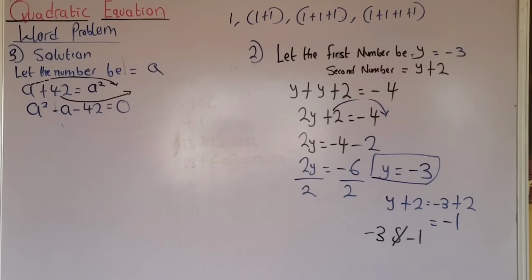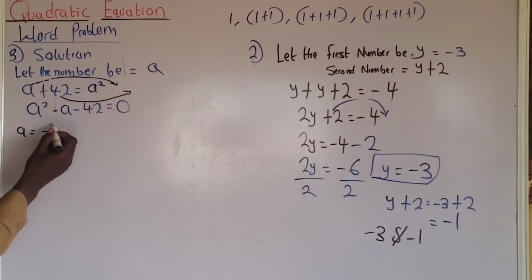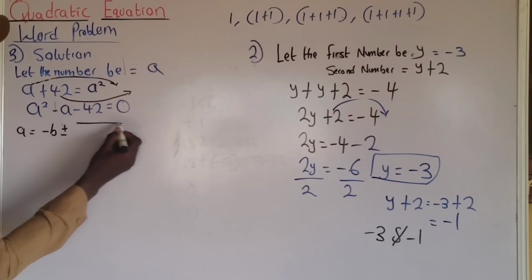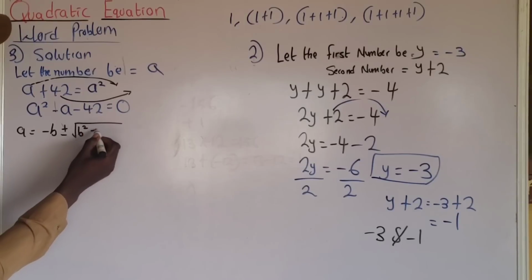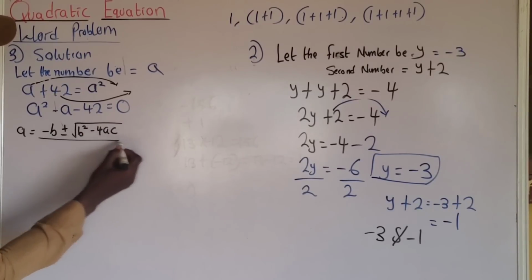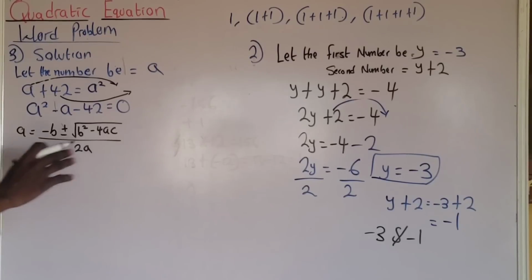We can solve this question using three methods: either completing the square, the general formula, or the factorization method. But in this case, I'm going to make use of the formula method. Here I'm going to have A is equal to minus B plus or minus the square root of B squared minus 4AC, all over 2A. This is the formula method.